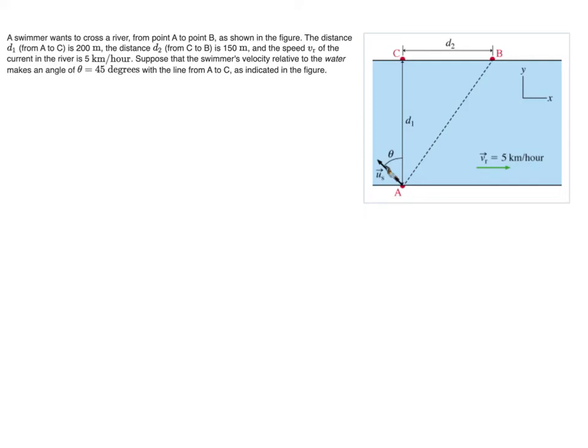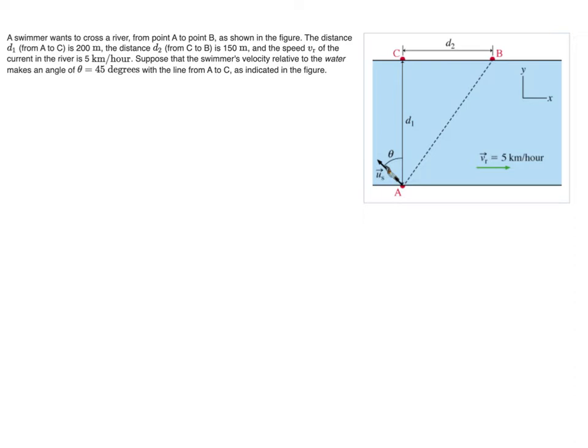A swimmer wants to cross a river from point A to point B as shown in the figure. The distance from A to C is 200 meters, and the distance from C to B is 150 meters, and the speed of the current in the river is 5 kilometers an hour. Suppose that the swimmer's velocity relative to the water makes an angle of 45 degrees from the line as indicated.